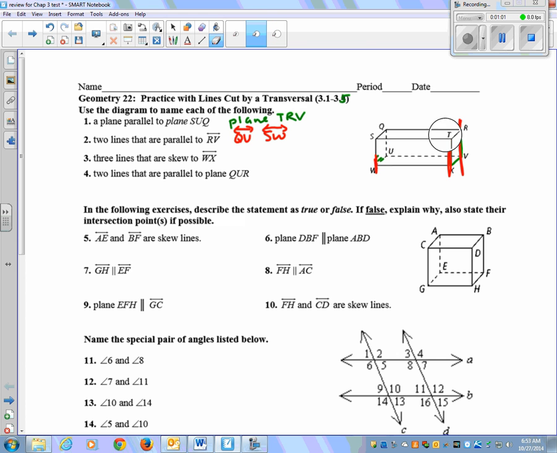3 lines that are skew to WX. Here's WX. It's going left to right. We need something going top to bottom or front to back, not on the same plane. So we have to go maybe RV and QU, or QS and TR.